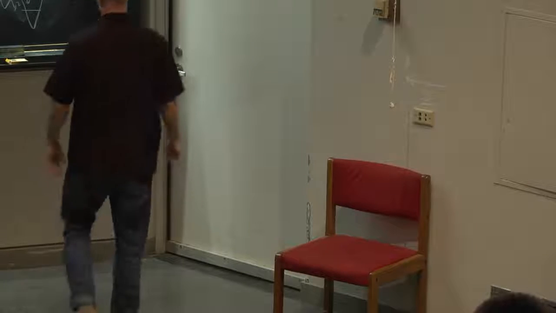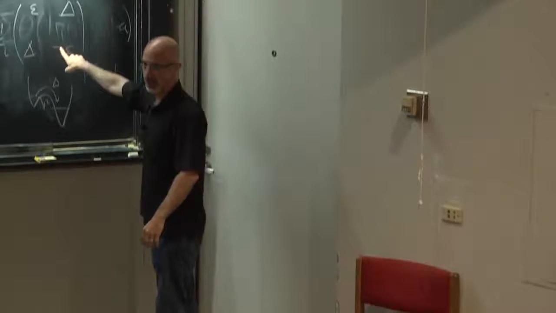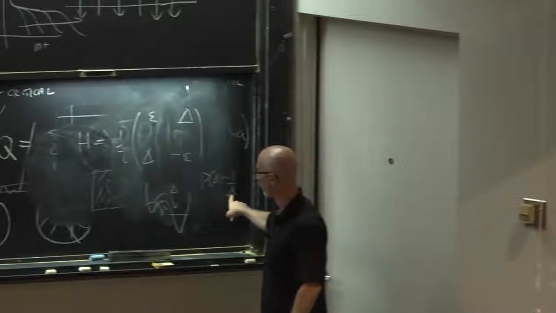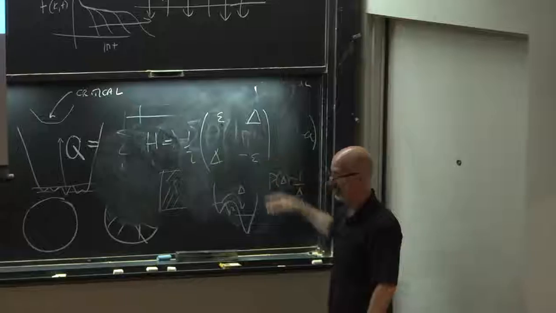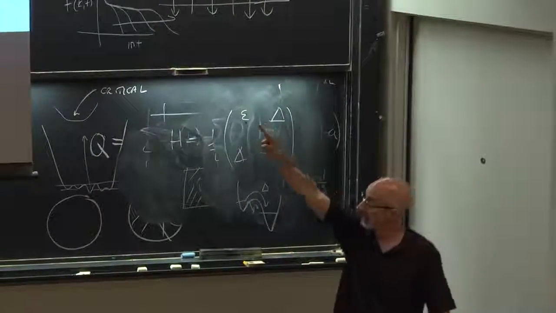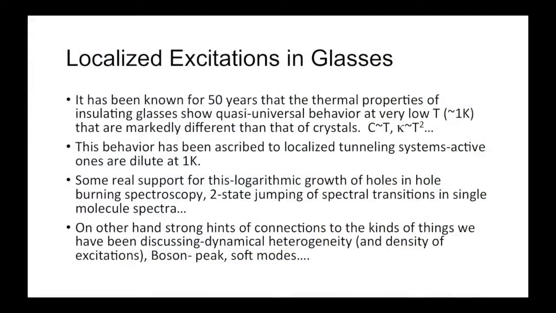So if you just take these assumptions, probability in epsilon is flat, probability in delta is 1 over delta, here are your Hamiltonians, and you have a random distribution of them, you'll get that the specific heat goes like T, the thermal conductivity goes like T squared, and so on. So you can ask, how true is that? And I think that's a good question to ask.